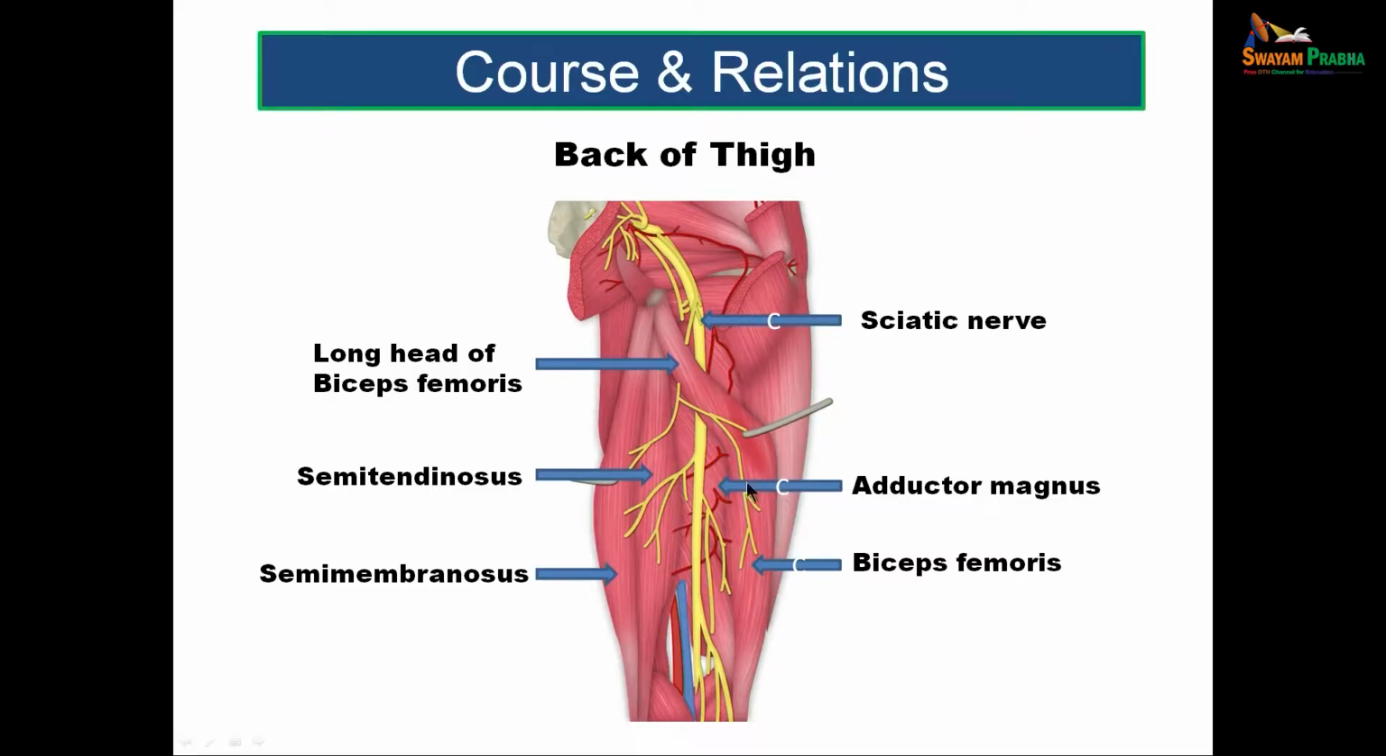Here it will unite with the short head to form the belly of biceps femoris. When it descends down, the sciatic nerve will lie superficial to a muscle which is in the deepest part of the compartment, and that is the adductor magnus. It descends down in the middle of the thigh to reach the popliteal fossa.